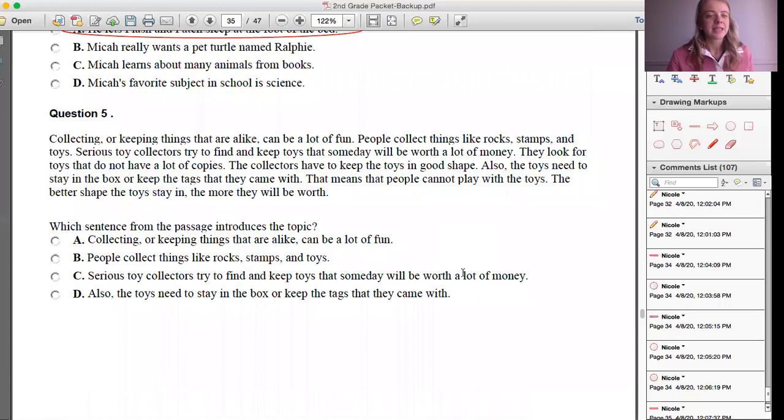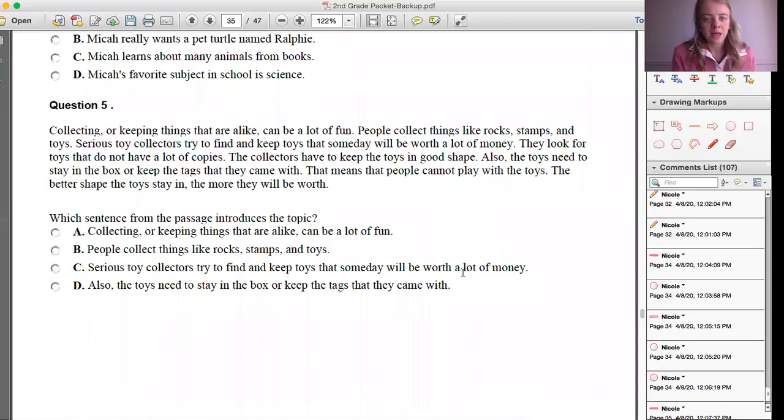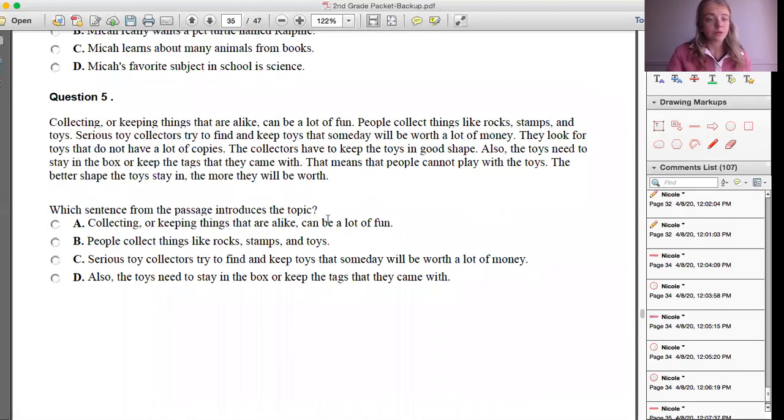Number 5, collecting or keeping things that are alike can be a lot of fun. People collect things like rocks, stamps, and toys. Serious toy collectors try to find and keep toys that someday will be worth a lot of money. They look for toys that do not have a lot of copies. The collectors have to keep the toys in good shape. Also, the toys need to stay in the box or keep the tags that they come with. That means that people cannot play with the toys. The better shape they stay in, the more they will be worth.